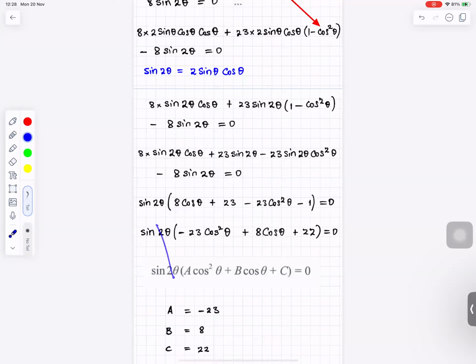So you end up with sine 2 theta equals minus 23, which is your A, cos squared theta, plus your B, which is 8, cos theta, plus your C, which is 22.